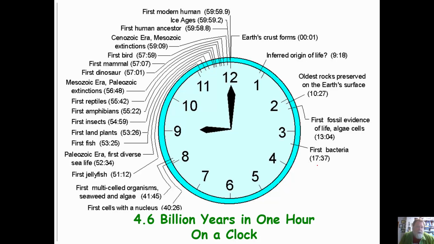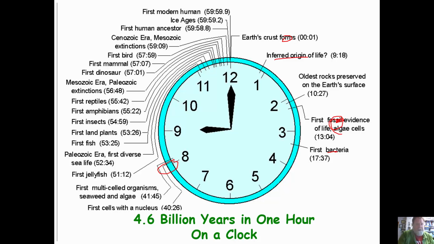If we were to look at the history of the Earth, all 4.6 billion years, in 1 hour, we can see that after the Earth forms, life occurred relatively soon afterwards, right? Roughly about 9 minutes and 18 seconds. We tend to see algae cells first. We tend to see bacterial cells. This lasted for a very, very long time. The cells with the first nucleus occur over here at roughly about 8 o'clock.